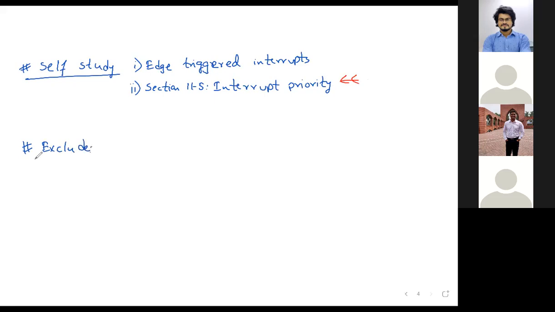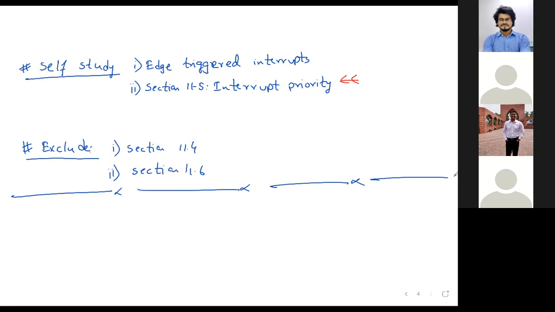Those are for your self-study, and there are a few things from this chapter that you can exclude. They are section 11.4 and section 11.6. And with this, our chapter 11 comes to an end. So if there is any question, you can ask now. Any question on this chapter or anything related so far?